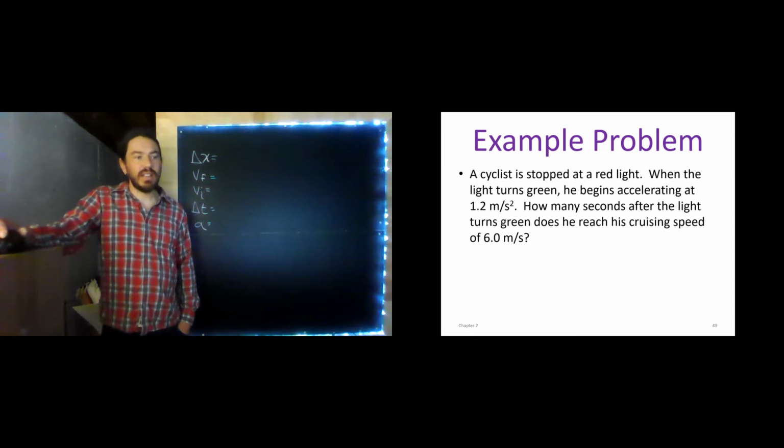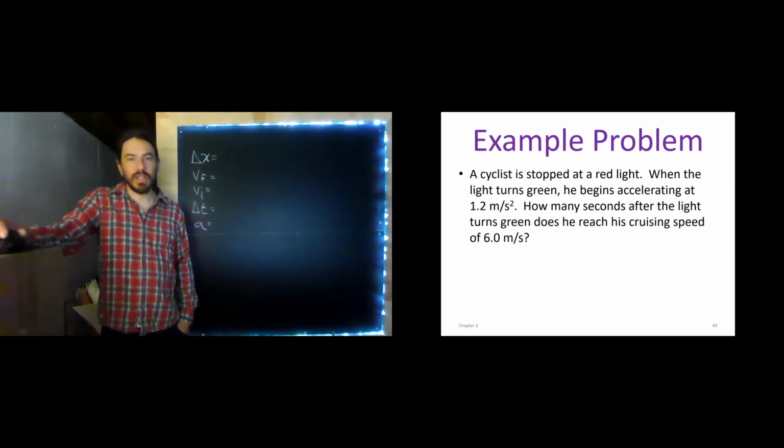So, a cyclist is stopped at a red light. When the light turns green, he begins accelerating at 1.2 meters per second squared. How many seconds after the light turns green does he reach his cruising speed of 6 meters per second?